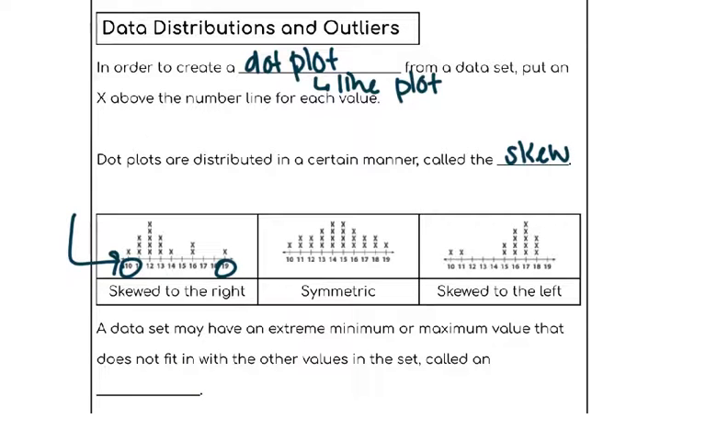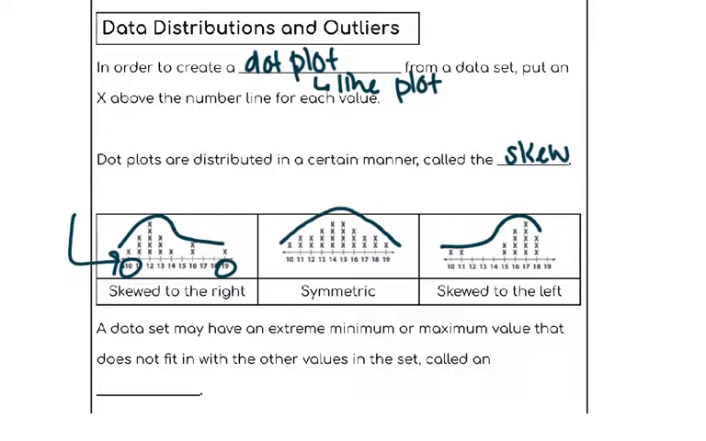So if we look at our first graph, we notice that this dot plot or line plot is skewed to the right. I like to remember this by saying that it's sloped to the right. You can also say that it is symmetric, which means it slopes in both directions. And then skewed to the left, I like to call slope to the left, because it slopes in the left direction. So that's your distribution. That's how your data is distributed in a table.